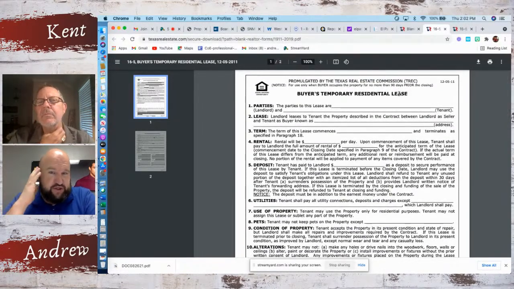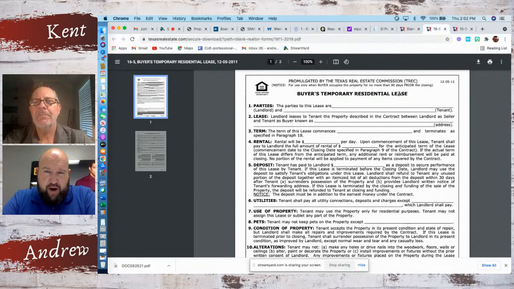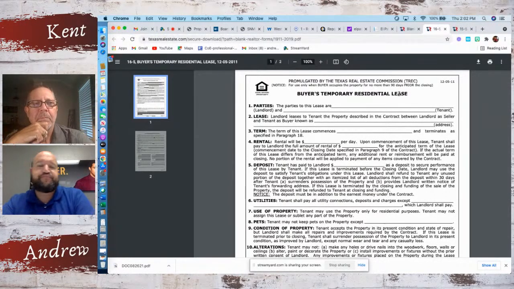Things to understand first, parentheses at the top: for use only when buyer occupies the property for no more than 90 days prior to the closing. You cannot use a temporary residential lease for more than 90 days. If you're going to do it for more than 90 days, it is an actual lease, and you need to use an actual lease form. So just understand that this is a temporary lease, not a long-term situation.